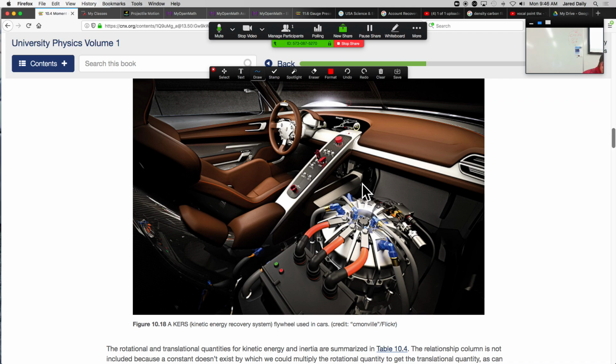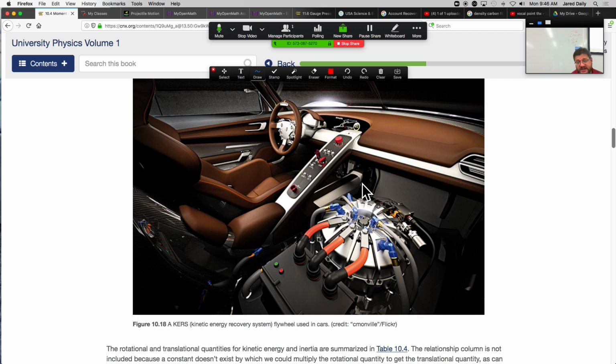Like you put it inside of a car, for example, and you spin it really, really fast before you start going in the car. So you get that thing spinning like 10,000, 20,000 RPM, some crazy speed. And then when you want to start the car, you go ahead and tap into that energy.